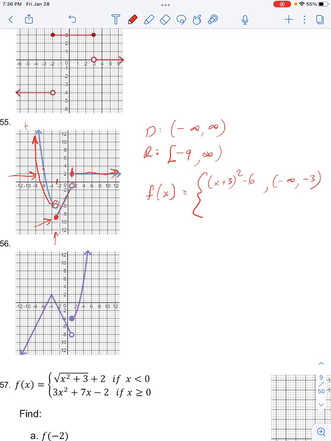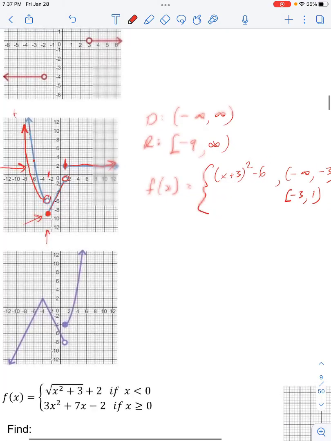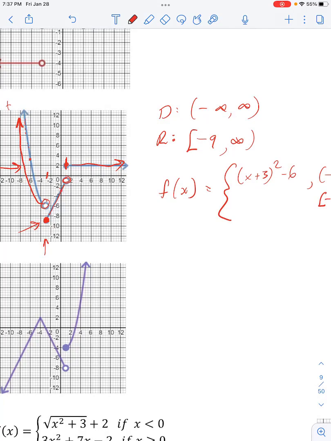So then moving on to the line. So the line is closed at negative 3. So our domain for this line would be from negative 3 to open at 1. And the equation for this line would be in slope-intercept form. So we have an intercept at negative 3. So b is negative 3.